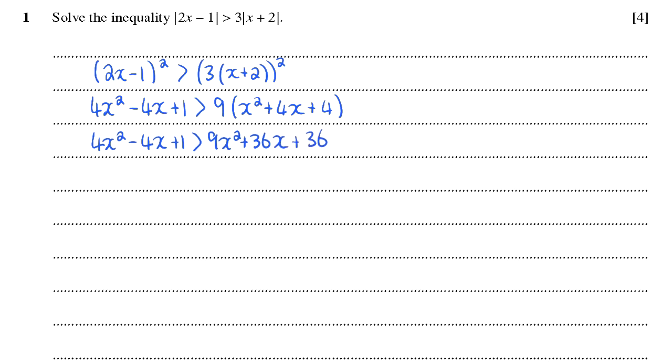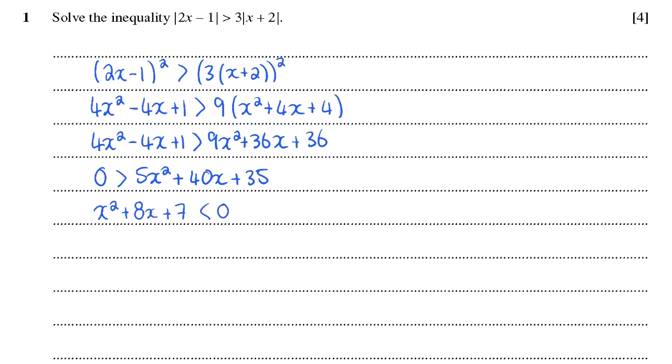All right, collect like terms. Because 9x squared is larger than 4x squared, I'm going to move everything from the left side to the right side, and that will just leave us with a 0 on the left side. So 0 is now greater than 9 minus 4 is 5x squared plus 36 plus 4 is 40x, not squared, and 36 minus 1 is 35. All right, 5 is a factor of every coefficient there, so we can divide everything by 5. Okay, let's change sides. Remember, if we just flip the side, the sign has to turn around as well. So we'll have x squared plus 8x plus 7 is less than 0.